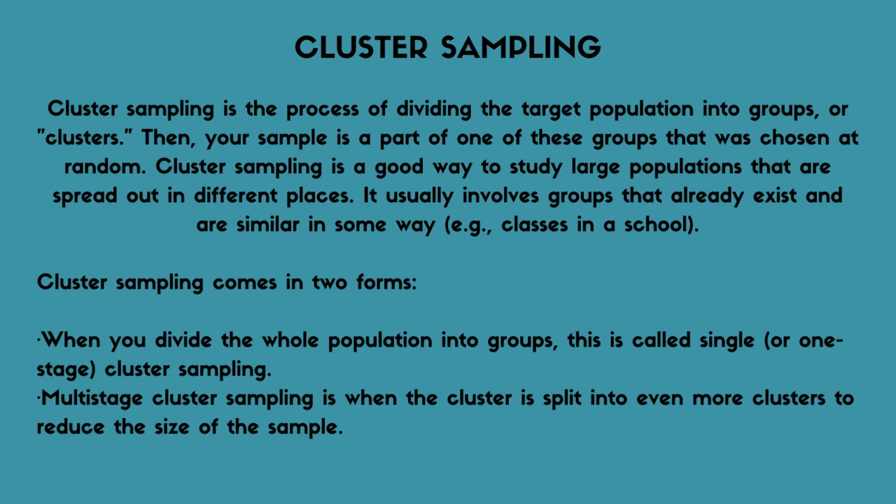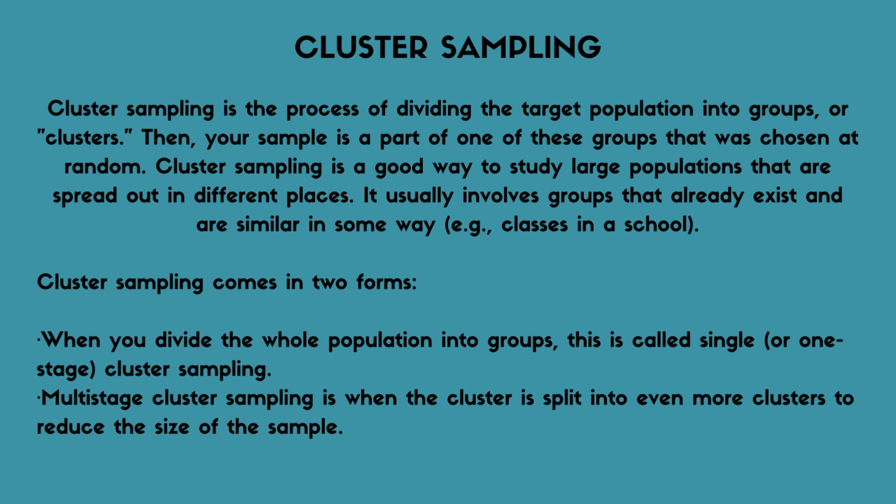Cluster sampling. Cluster sampling is the process of dividing the target population into groups, or clusters. Then, your sample is a part of one of these groups that was chosen at random. Cluster sampling is a good way to study large populations that are spread out in different places. It usually involves groups that already exist and are similar in some way, for example classes in a school.